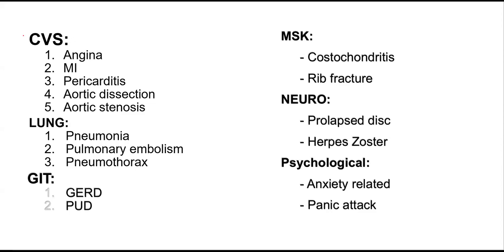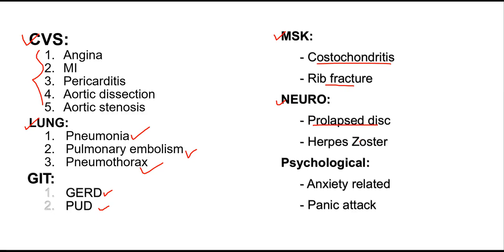So you have got CVS related causes such as angina, myocardial infarction, pericarditis, aortic dissection, aortic stenosis. And after CVS, you have got respiratory related, which is pneumonia, pulmonary embolism, and pneumothorax. GIT related is also important. We have seen a lot of cases coming from GIT. So gastroesophageal reflux, peptic ulcer disease, musculoskeletal such as costochondritis, rib fracture. Then you have got neurological like prolapsed disc. So if there is a thoracic disc prolapse, that can cause a referred pain to the chest.